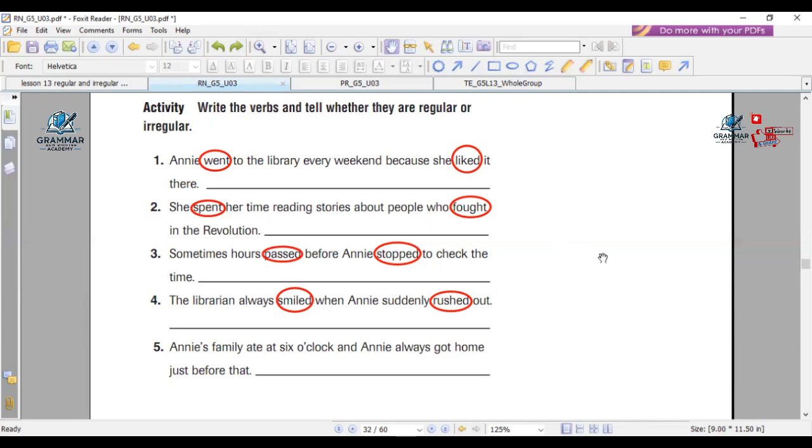Moving to another one. This time, Omar Abu Tawak, you can answer number 5. Yes, Mister. Anna's family ate at 6 o'clock, and Anna always got home just before that. The first one is ate, and the second one is got. Good. And both are irregular verbs. Thank you so much, Omar.